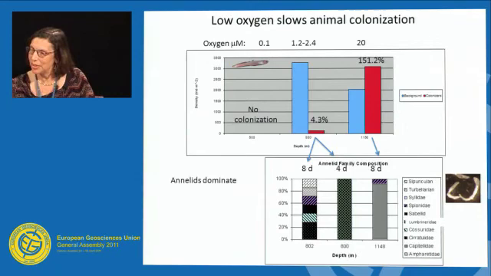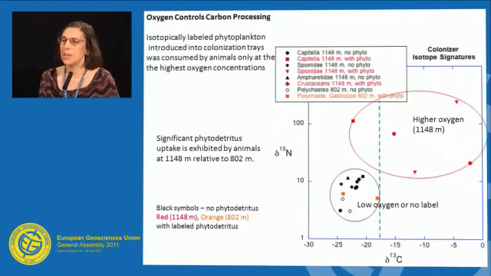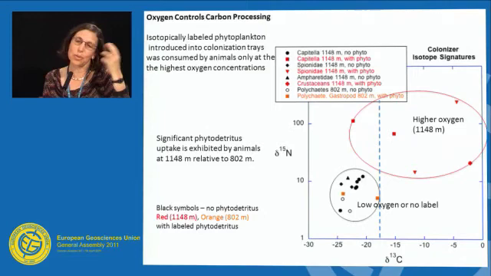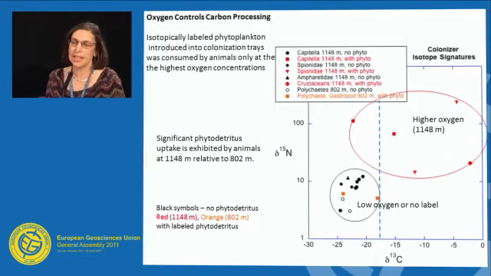Now, we were also interested in how oxygen might control function, and we looked at the function of carbon processing in our colonization trays by introducing an isotopically labeled diatom, basically dead phytoplankton, which represents phytodetritus, or equivalent to the primary production that might sink down to the seafloor. So half of the colonization trays deployed had this labeled phytoplankton, and we were able to track this stable isotopic label into the animals by looking at their delta N and delta C13 signatures.